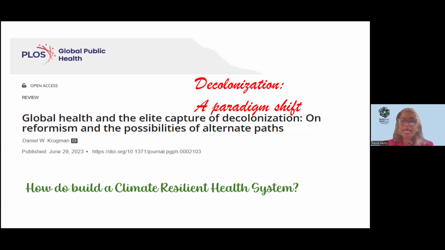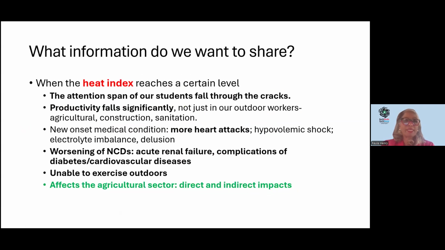So why did I put this slide here? I put this slide here because we are in the post-colonial era. And we need to understand that we have inherited a bureaucratic governance structure from our colonial masters. And it's time for a paradigm shift. Why? Because we need to build climate resilient health systems. That is what it's all about. And if we are to build those climate resilient health systems, we need to begin to do things differently. And this is what I'm going to address today.